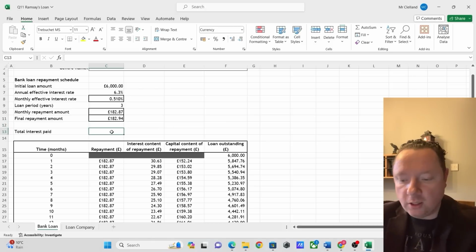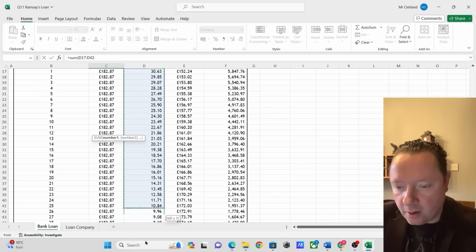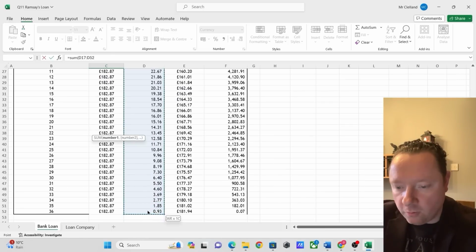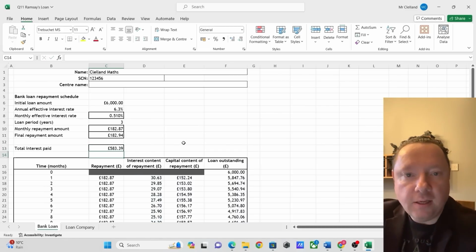And to get our total interest paid, that's just the sum of all our interest payments. So the sum of here all the way down to there. Close the brackets, press equals, and we get 583.39.